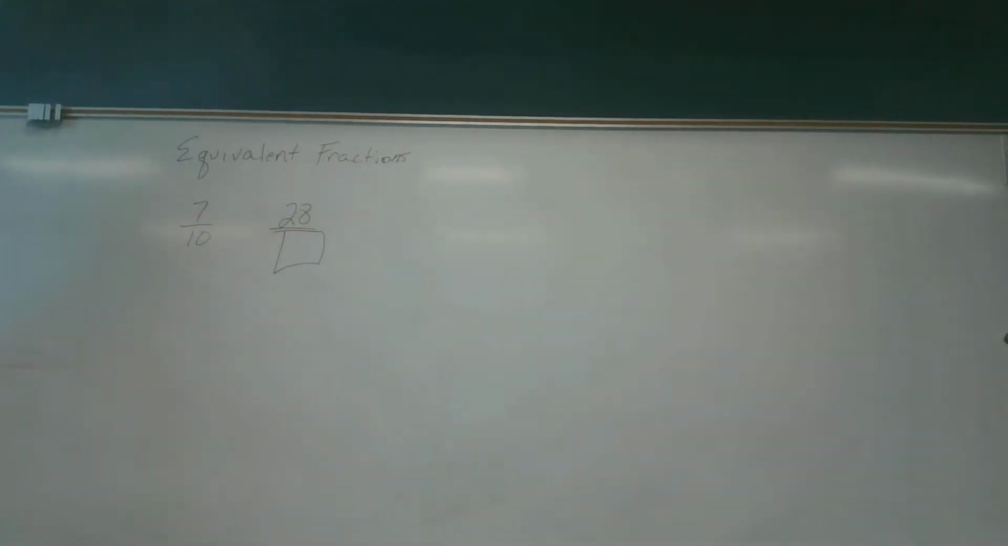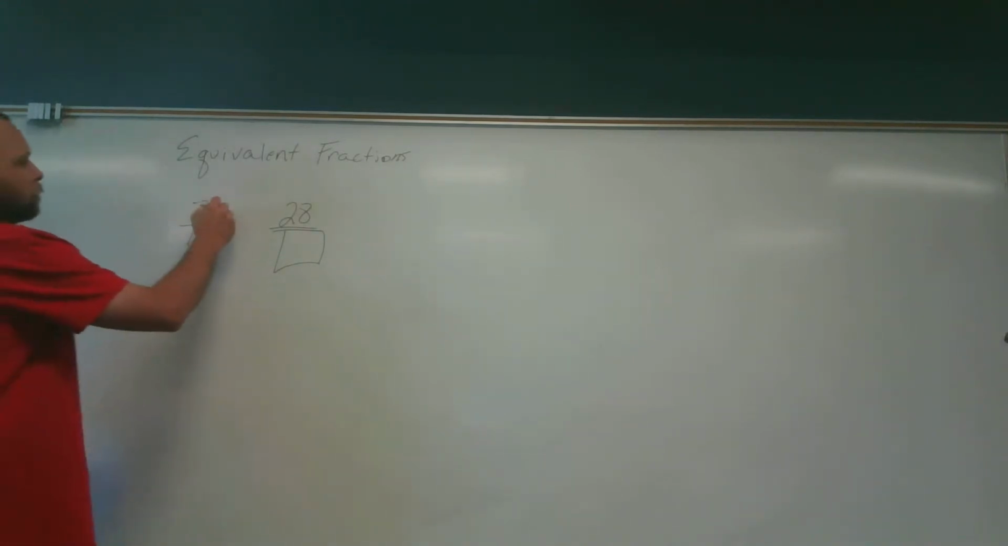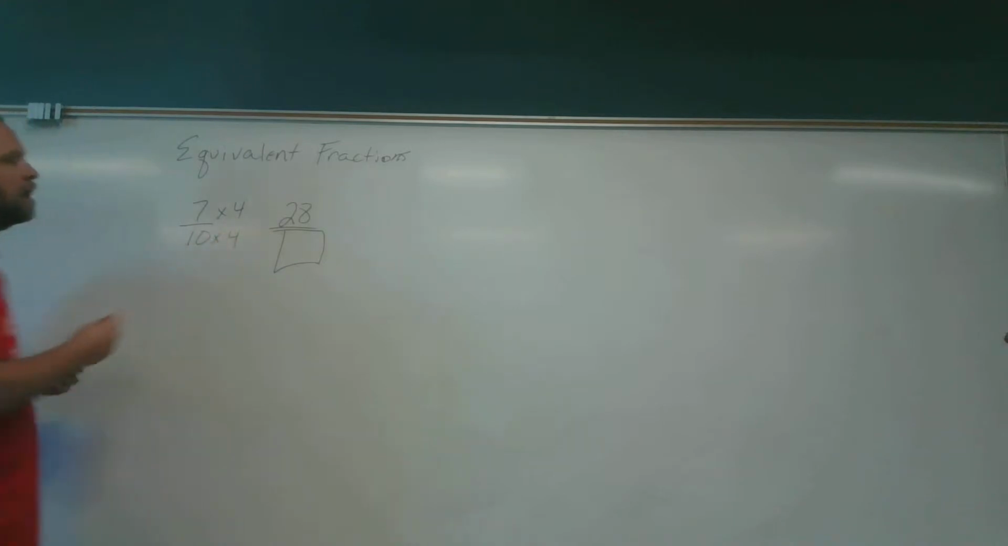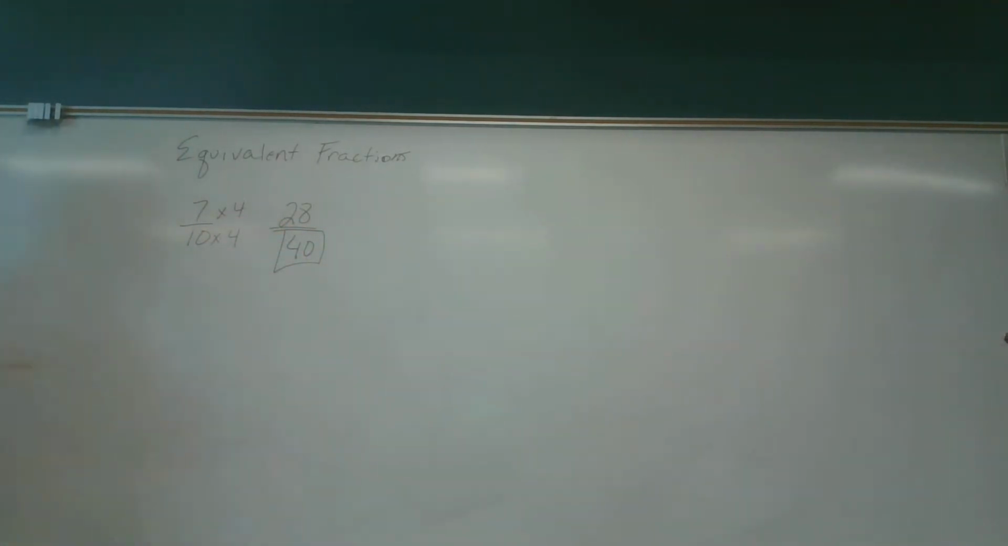Finding an equivalent fraction. This is just like when we add and subtract fractions. The same process. This one gives us the numerator. So we ask Sahana, what do we multiply to get to 28? 4. If I multiply the numerator by 4, I have to multiply the denominator by 4. And my denominator is 40.